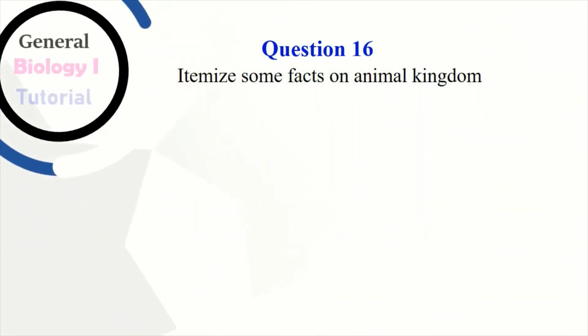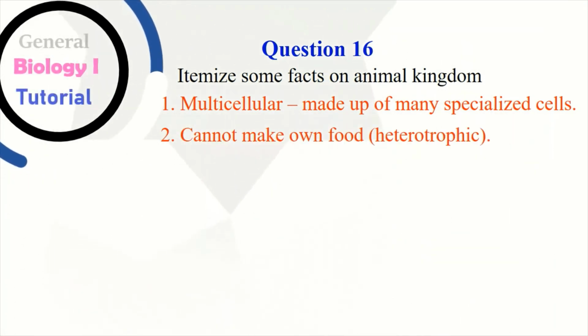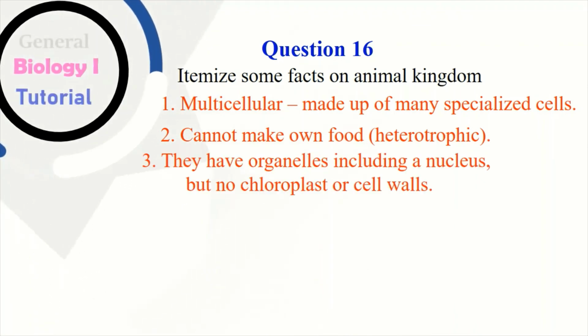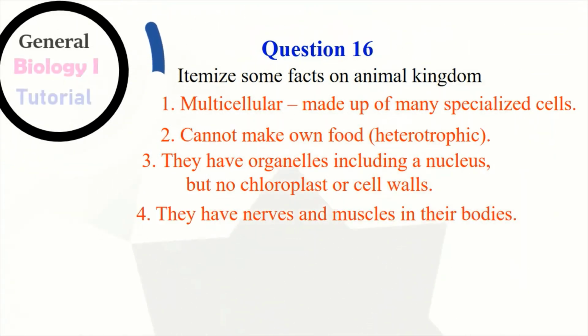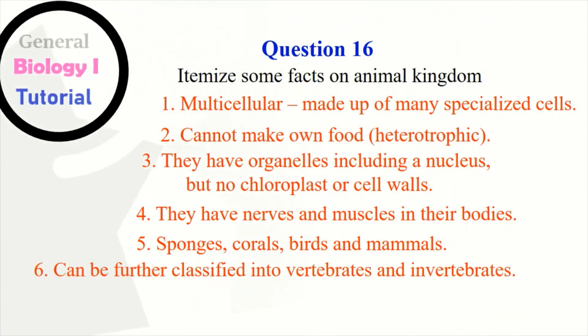Question 16. Itemize some facts on the animal kingdom. 1. Multicellular, made up of many specialized cells. 2. Cannot make own food, heterotrophic. 3. They have organelles including a nucleus, but no chloroplast or cell walls. 5. Sponges, corals, birds and mammals. 6. Can be further classified into vertebrates and invertebrates.